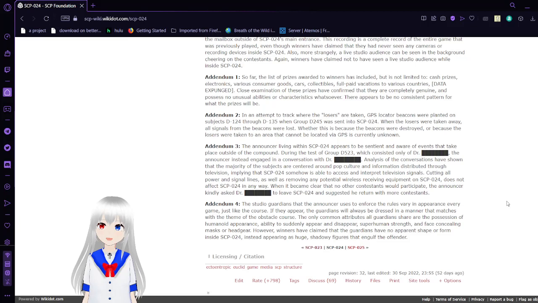Addendum 2. In an attempt to track where the losers are taken, GPS locators were planted on subjects D-124 through D-135 when group D-245 was sent into SCP-24. When the losers were taken away, all signals from the beacons were lost. Whether it is because the beacons were destroyed or because the losers were taken to an area that cannot be located via GPS is currently unknown.